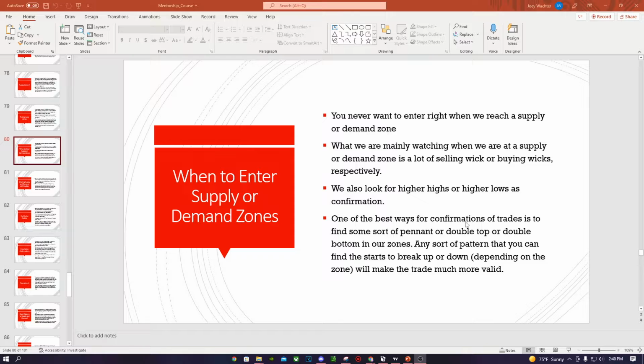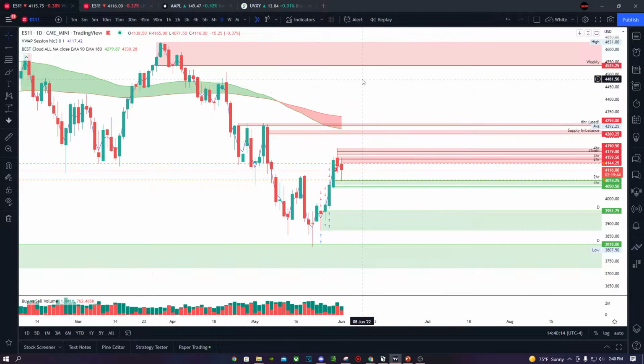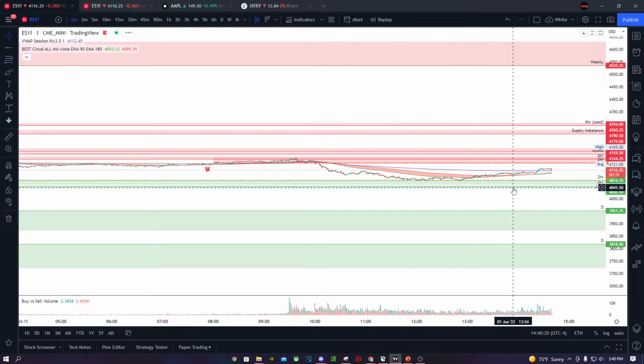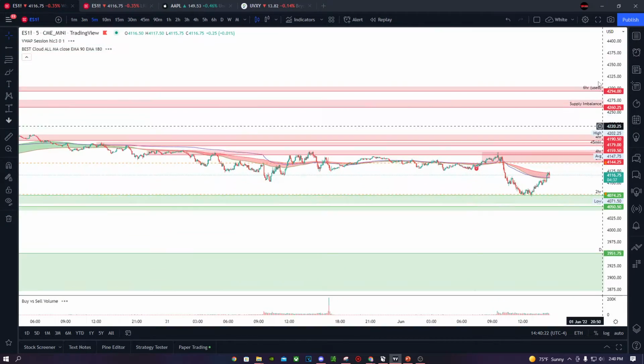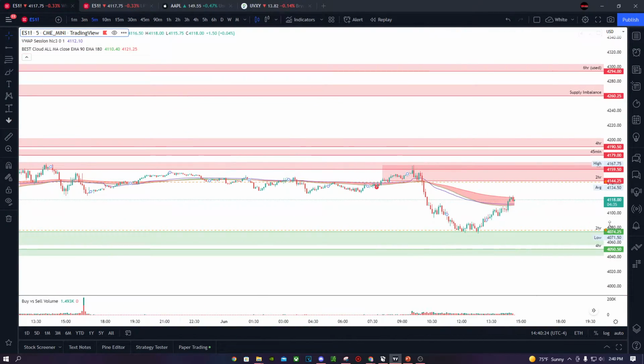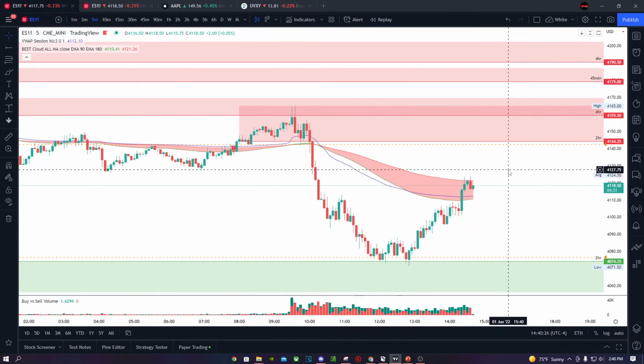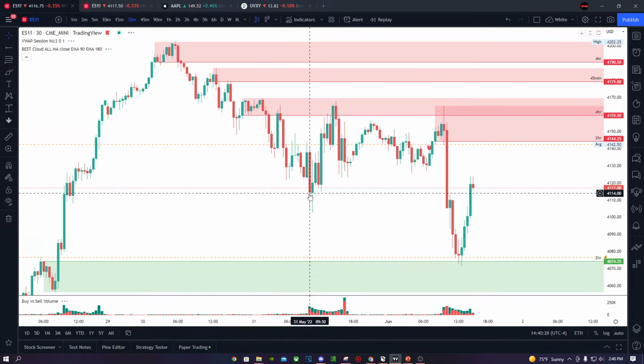One of the best ways of confirming trades is some sort of pennant, double top, double bottom, any sort of pattern. It'll make the trade much more valid. So let's take a look here. A lot of people think that they can just enter the zone right when we touch it, right? So let me just show you why you would not want to do that.